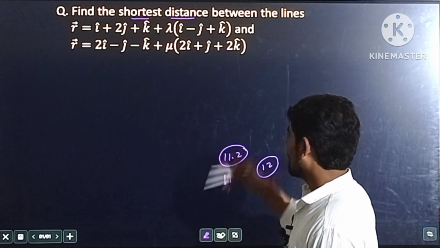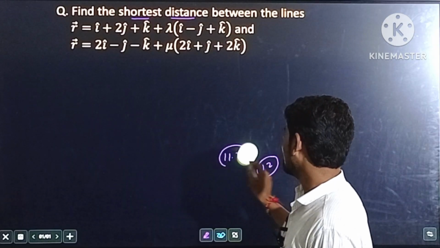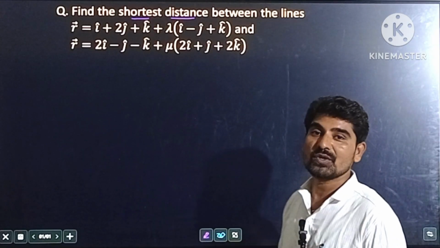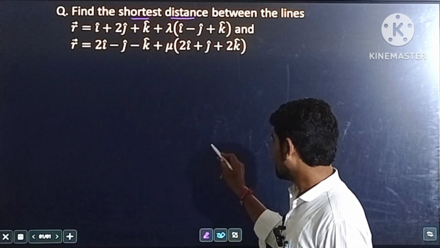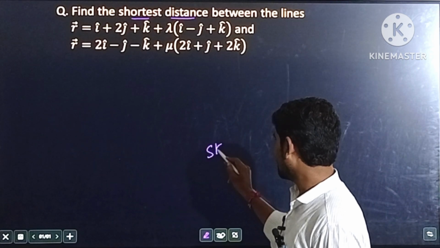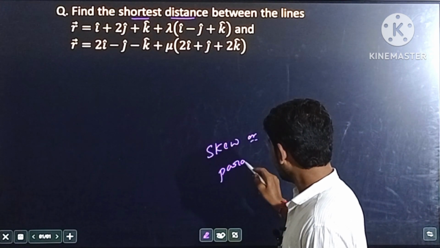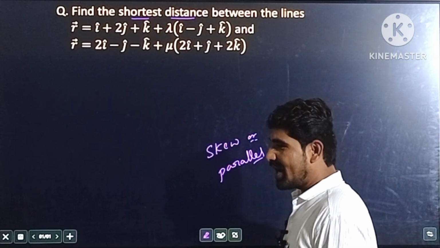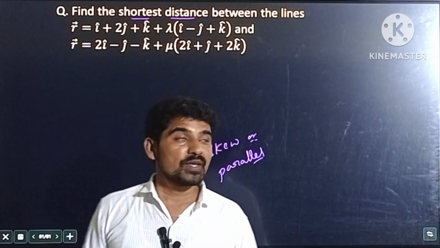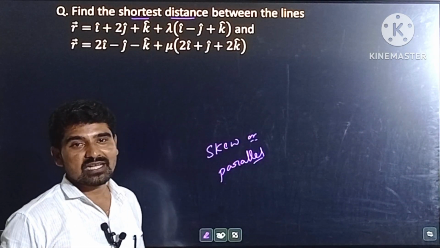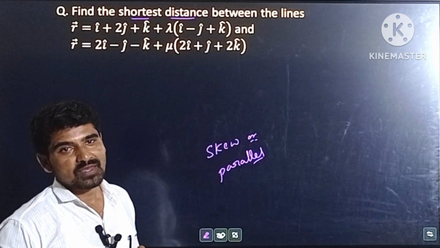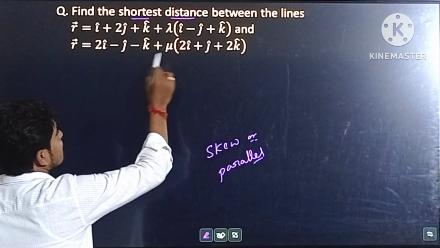To identify the shortest distance between these two lines, first we should know whether the given lines are skew lines or parallel lines. To identify that, we need to know whether the direction vectors of both the lines are the same or different. See here the direction vector of the first line.